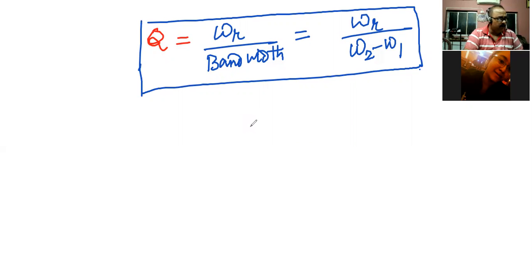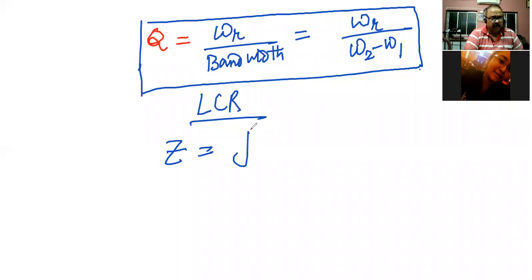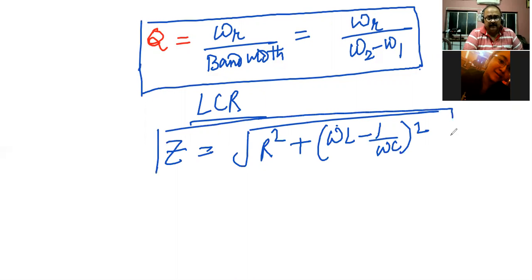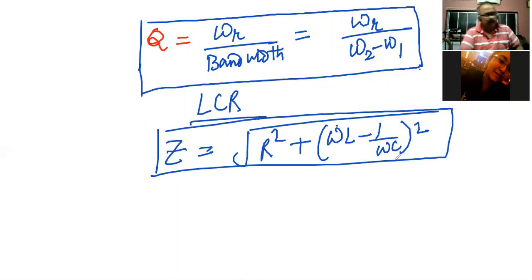Now we'll try to find out the value of this quality factor in terms of L, C and R, because we are working under the LCR condition. In the LCR condition, we know that impedance Z is equal to root over of R square plus omega L minus 1 by omega C whole square. So this is your Z.